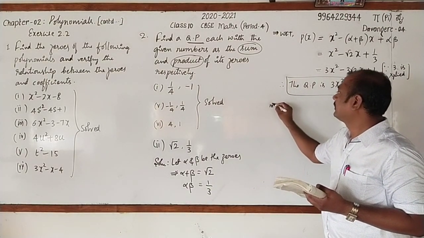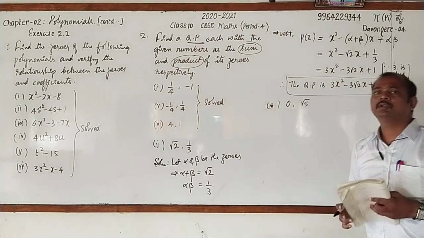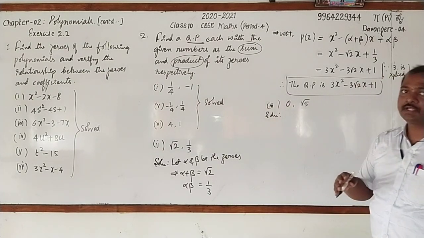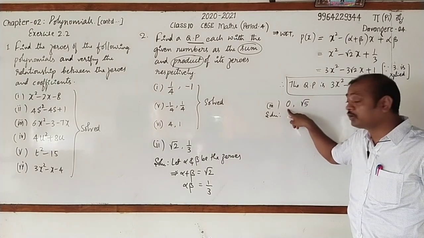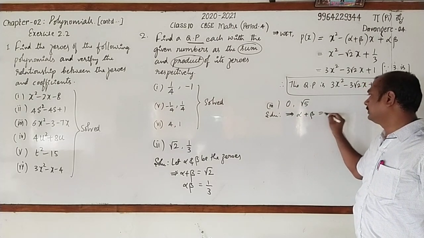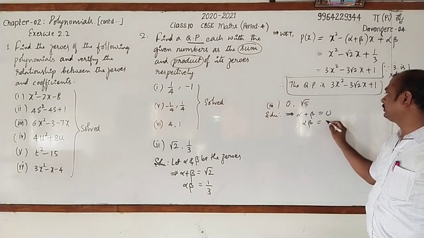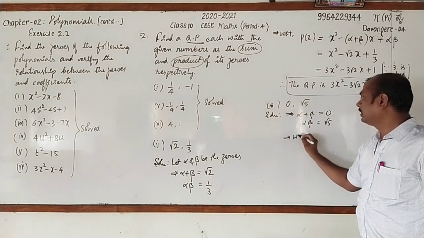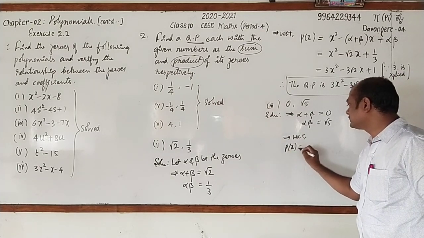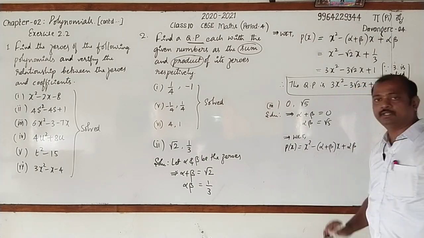Now I go for taking one more. It is the third one. The third one is 0 and root 5. It is also very simple. Directly you can go for writing. The zeros are alpha and beta, where 0 indicates the sum of zeros, nothing but alpha plus beta, it is 0. And root 5 is the product, alpha into beta. Then again we know that the quadratic polynomial, that is p of x, is equal to x square minus of alpha plus beta into x plus alpha beta.